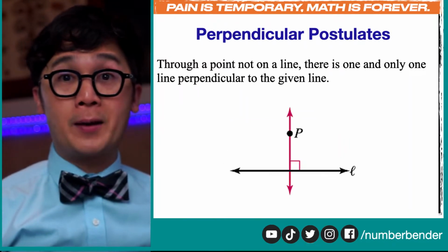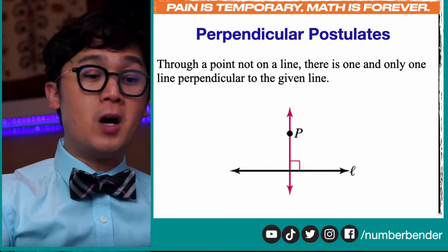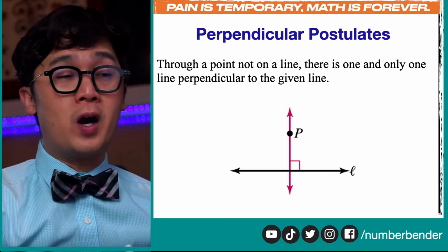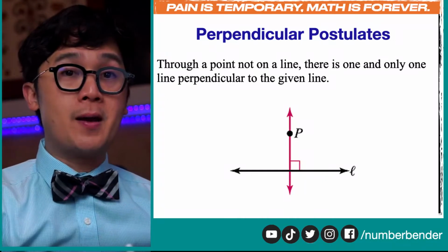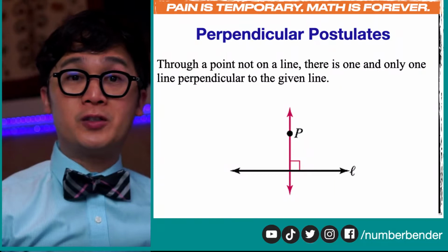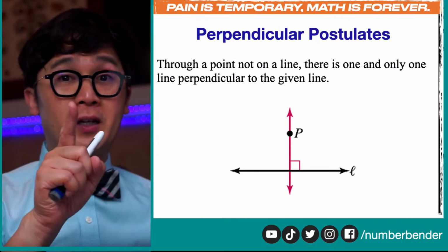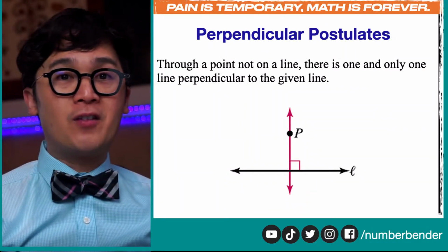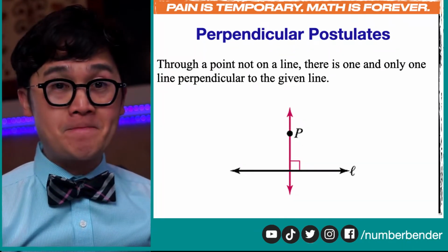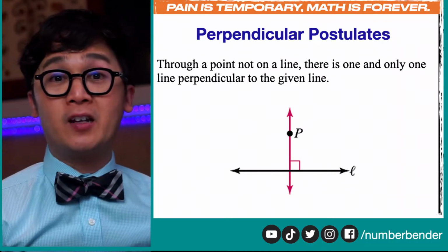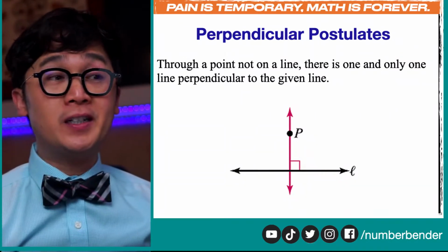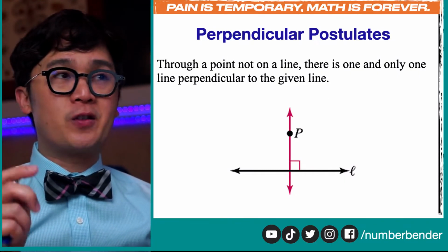And if we have the parallel line postulate, we also have the perpendicular postulate. In this case, through a point not on a line, there is one and only one line perpendicular to the given line, which is quite similar to what we have shown on the parallel line. So for this point P right here, we cannot have another line that will cross point P that will give you a perpendicular line to L. So these two are our postulates that we're going to be using so that we'll be able to understand our theorems.